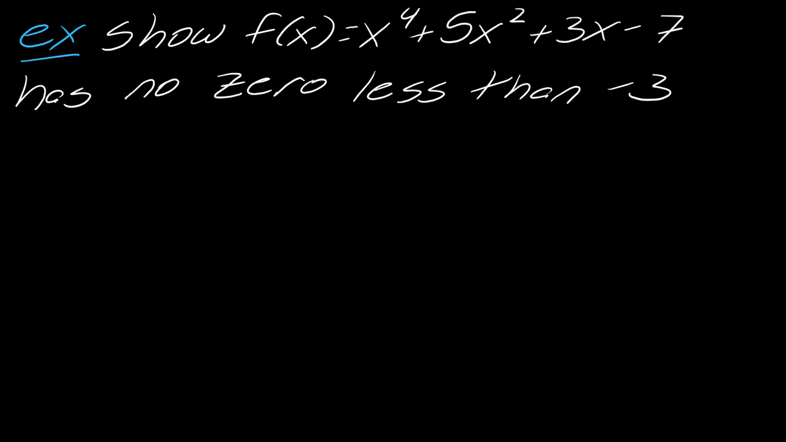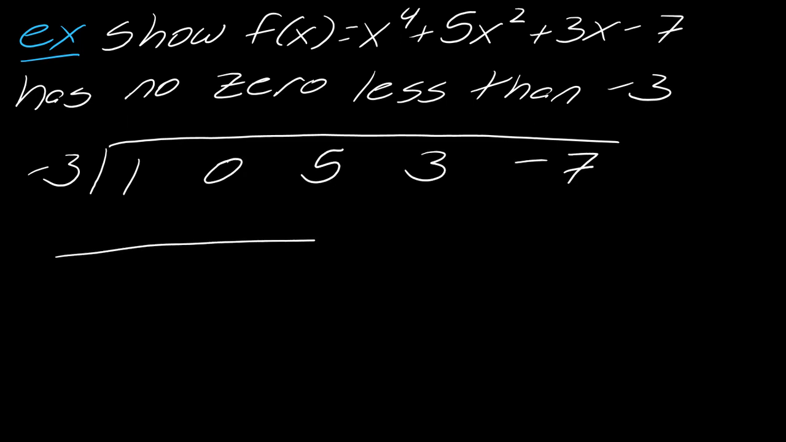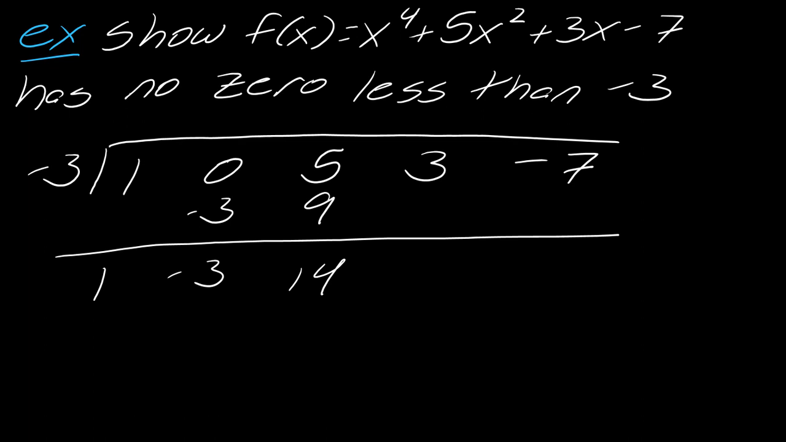I want to show that this function has no 0 less than negative 3. So I need to set up synthetic division. This will be 1, 0, 5, 3, and negative 7. I bring the 1 down. 1 times negative 3 is negative 3. Add those. This becomes negative 3. This becomes positive 9. This becomes 14. This becomes negative 42. So that's negative 39. And then this will be 117. So that's 110.